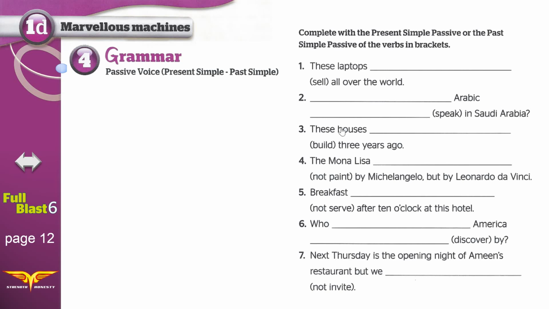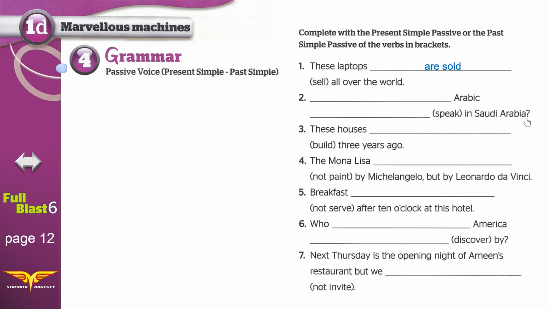Okay, now I will show you the answers. These laptops sell all over the world. Does this happen in general, or did it happen in the past? Just once in the past, and that's it? No, it happens all the time that these laptops are sold all over the world. Again, if you are not sure about the past participle of sell, go to page 72.